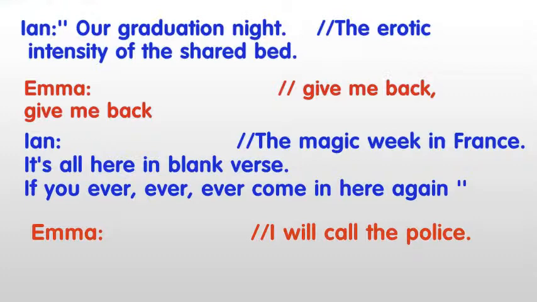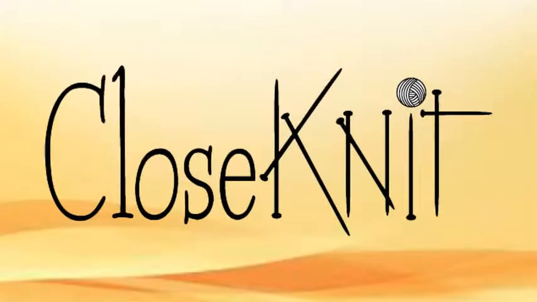Emma feels that she needs to find a time to interrupt what Ian says because it makes her shy. Ian seems to neglect what Emma threatens, then continues reading out loud the next part of the poem. The magic week in France is on here in blank verse. If you ever come in here again. At this very time, Emma shouts out, I will call the police, as a threatening act at an even higher level. It means that they both speak at the same time. It also expresses that they have a close-knit relationship with each other, so that they can give their right to speak naturally and comfortably without breaking any principles.